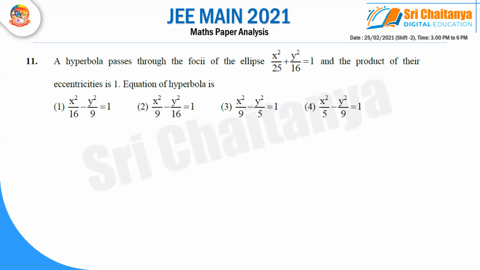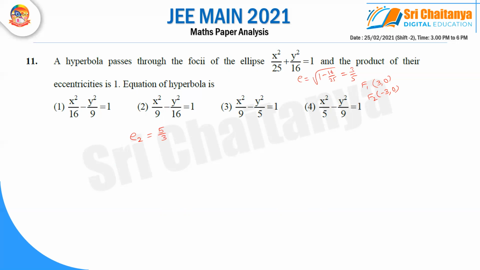Now they give a hyperbola that passes through the foci of the ellipse. So first, the eccentricity of this is root of 1 minus 16 by 25, which is nothing but 3 by 5. And what will be the foci? Foci will be f1 and f2. f1 will be ae comma 0. ae is 5 into 3 by 5. So 3 comma 0 and minus 3 comma 0. The product of their eccentricities is 1. So for the hyperbola, e2, let us assume it will be 5 by 3.